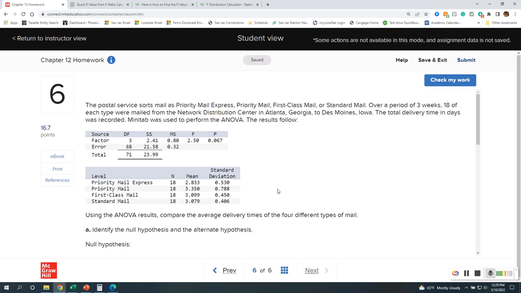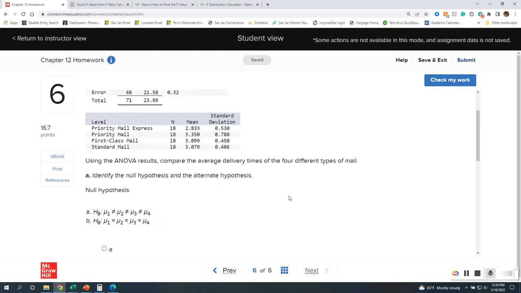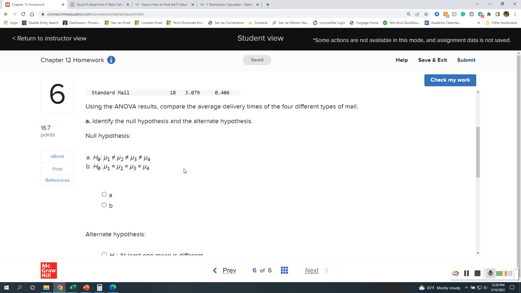Alright, so the Postal Service sorts mail as Priority Mail Express, Priority Mail, First Class Mail, or Standard Mail. Over a period of 3 weeks, 18 of each type were mailed from the Network Distribution Center in Atlanta, Georgia to Des Moines, Iowa. The total delivery time in days was recorded. Minitab was used to perform the ANOVA. The results are as follows. Okay. Using the ANOVA results, compare the average delivery time for the 4 different types of mail. Identify the null.